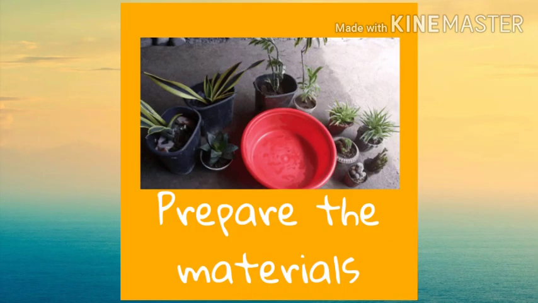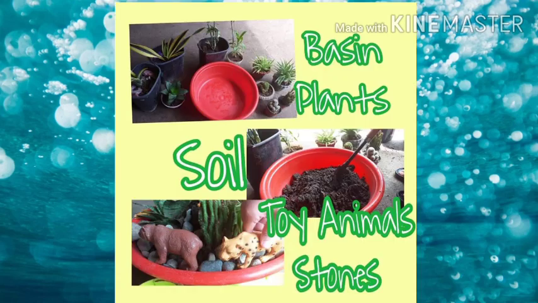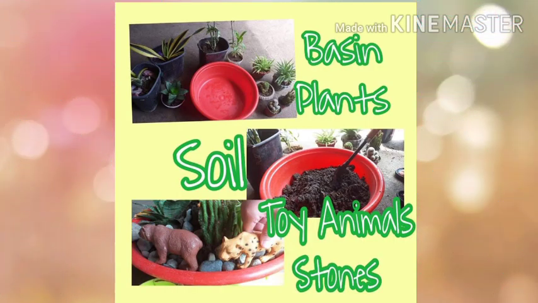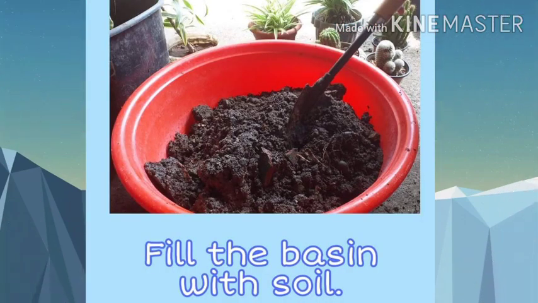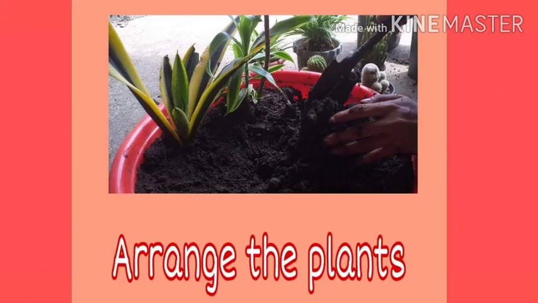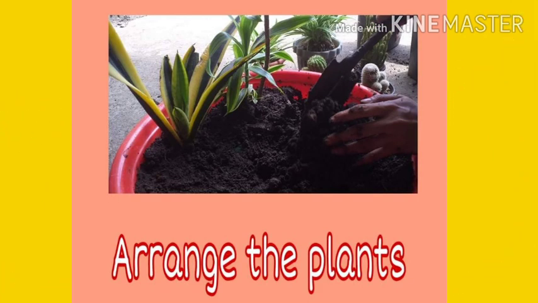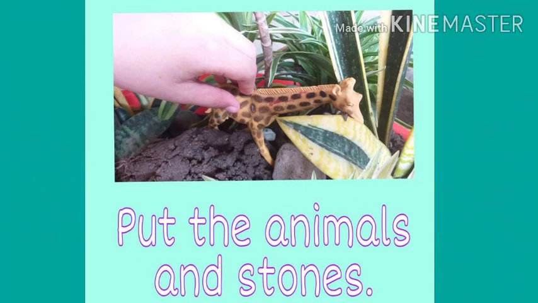To make a mini toy jungle, you need to prepare the following: basin, plants, soil, toy animals, and stones. Put soil in the basin. Arrange the plants. Put the animals and stones.